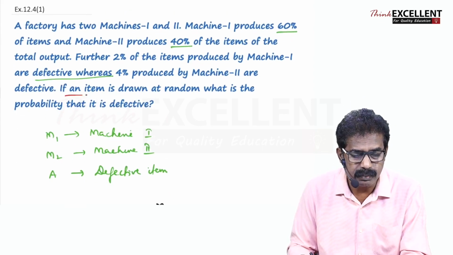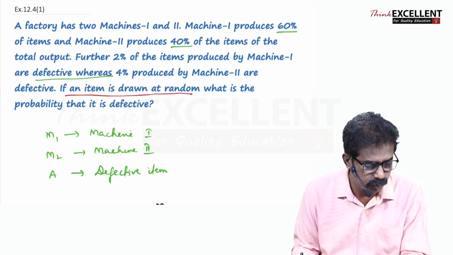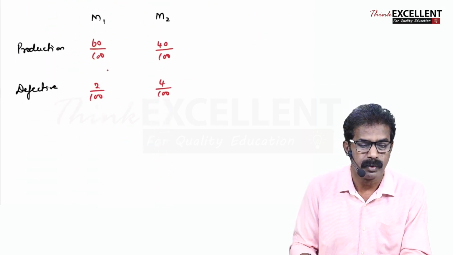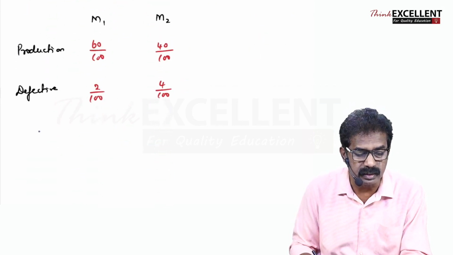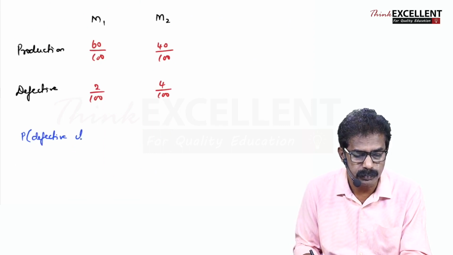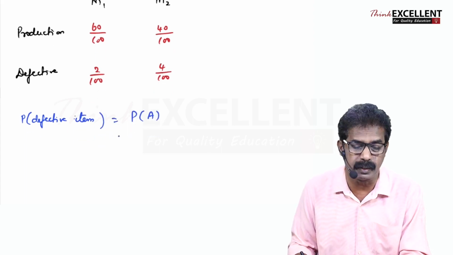If an item is drawn at random, what is the probability that it is defective? We have to find the probability of getting a defective item. That is, you have to find P of A, the total probability.